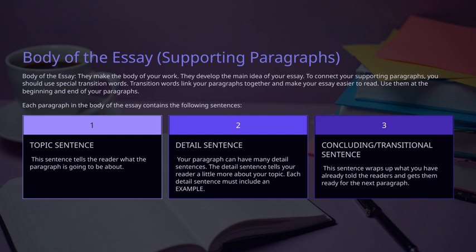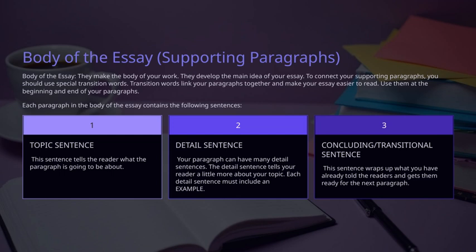Remember to place transition words at the beginning and end of your paragraphs to guide your reader through your ideas seamlessly. Each paragraph should start with a topic sentence that clearly states what the paragraph will cover. Then, you'll include detail sentences. These are the parts where you provide examples to support your main idea.